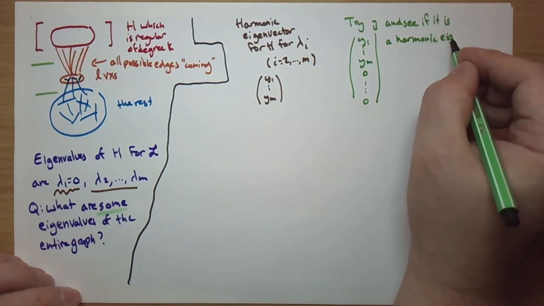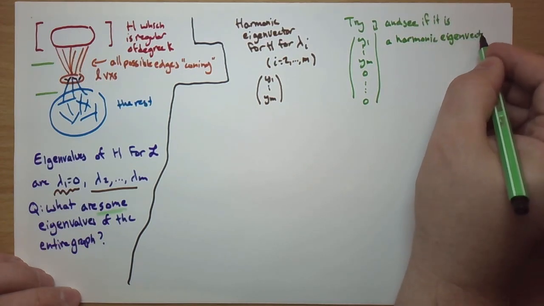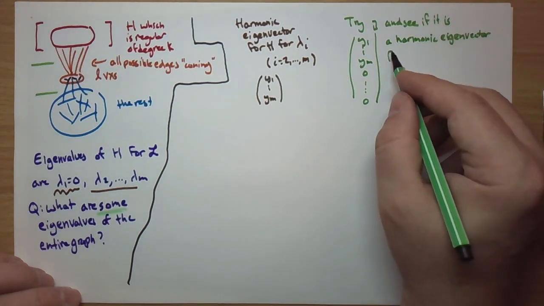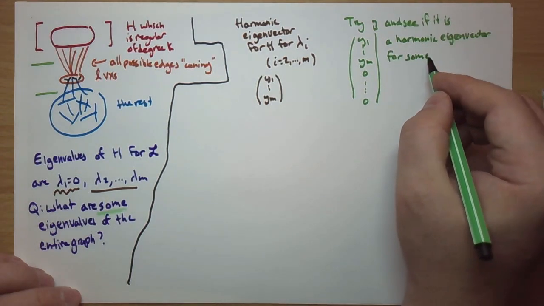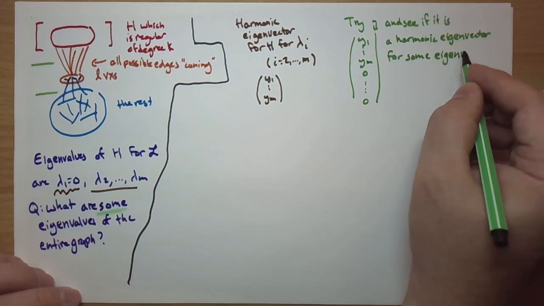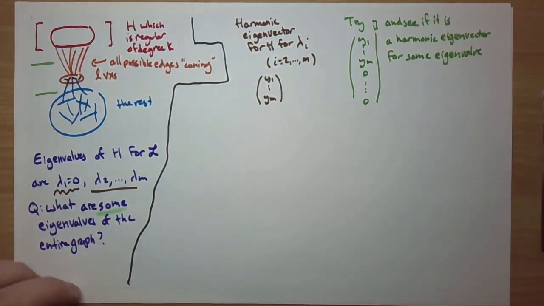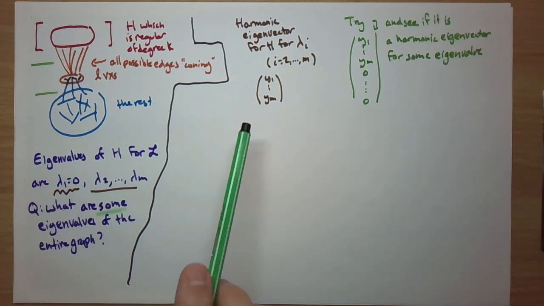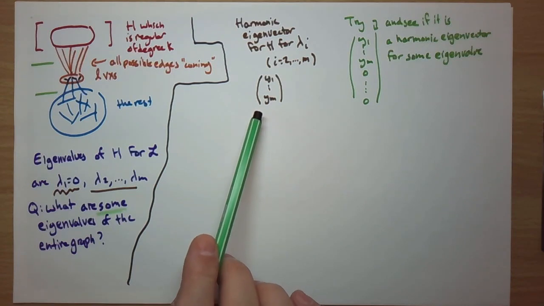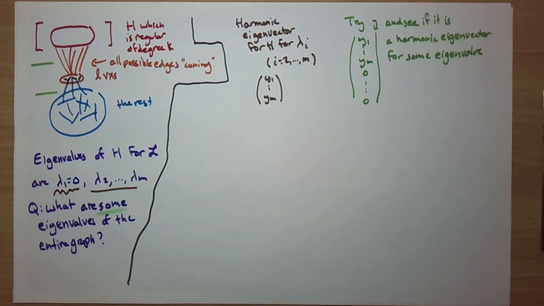Now, I don't claim that it's automatically an eigenvector for lambda i, we'll say for some eigenvalue. And so that's our goal, to try to figure out, does it work? And if it does, what's the eigenvalue that does it? Okay, so let's start by saying we know it's a harmonic eigenvector for H. What does that tell us?